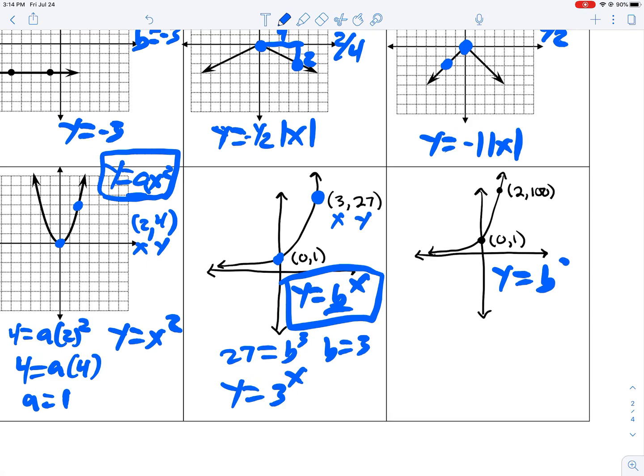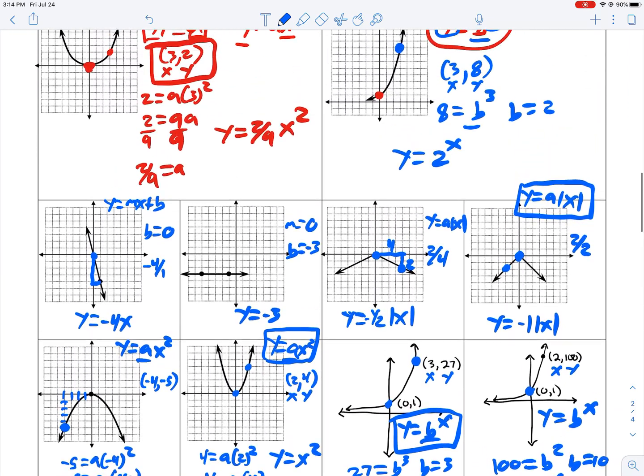Same idea, y equals b to the x, because it goes through (0, 1). If it didn't go through (0, 1), that would change my equation. We'll get to that later. So then again, here's your x, here's your y. So 100 equals b squared. So b equals 10. So y equals 10 to the x.